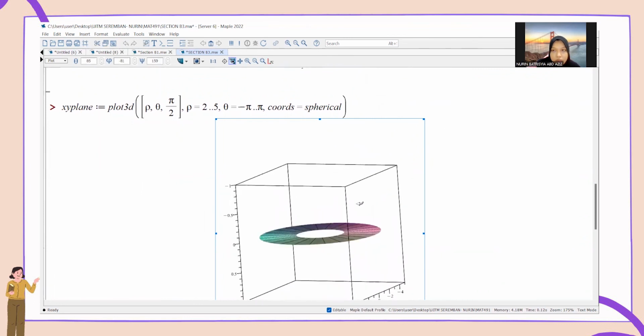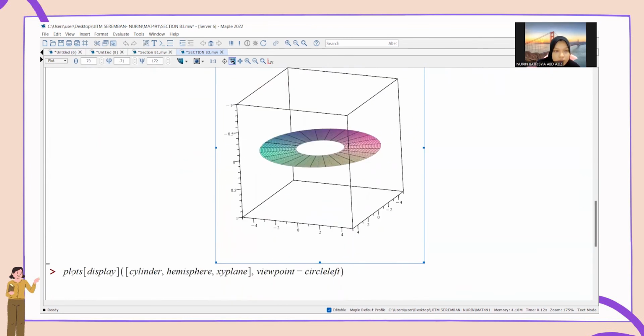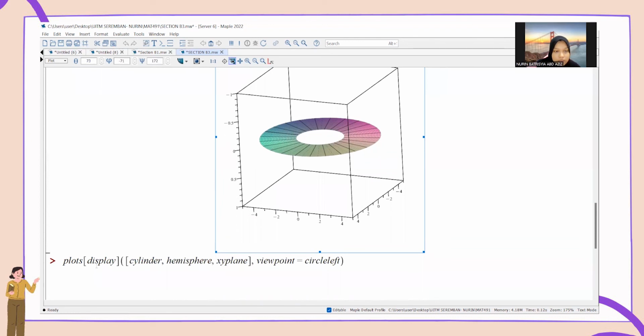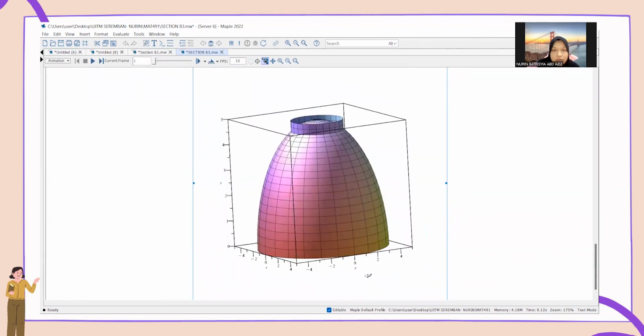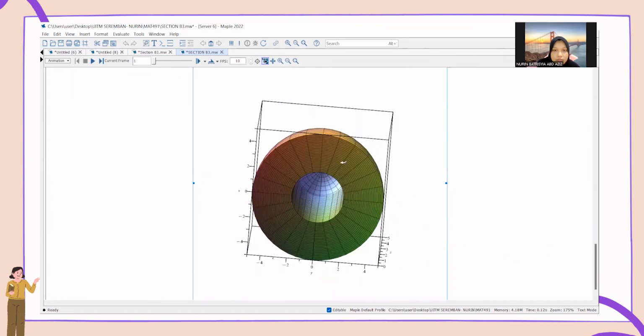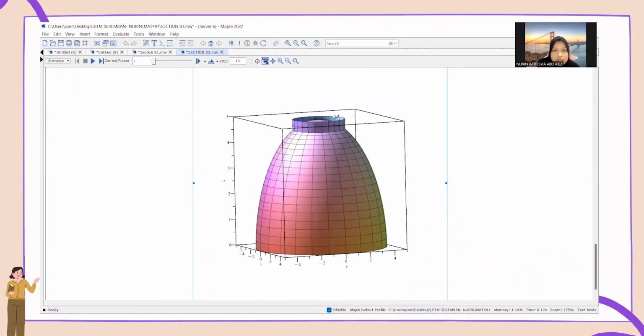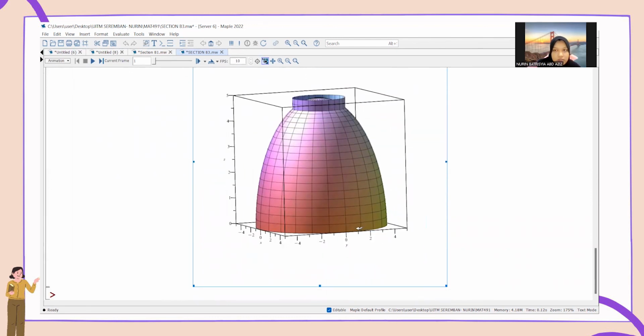Now we want to combine the display. So we use plots, open bracket, display, close bracket, open bracket, cylinder, hemisphere, XY plane, close bracket, and the viewpoint is circle left. Final output is like this, where this is the XY plane, the outside is the cylinder, and the inside is hemisphere. So that's all from me.